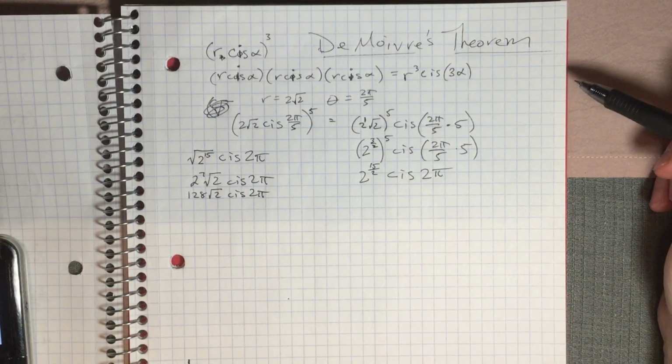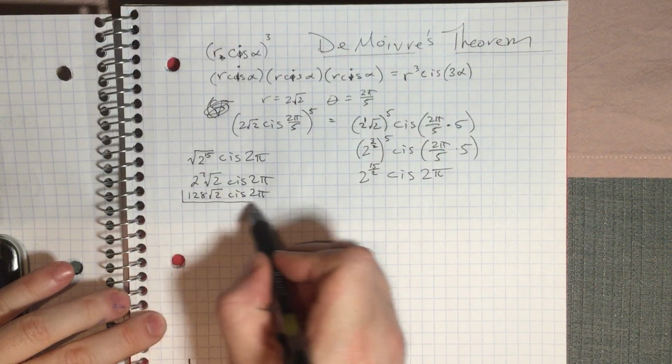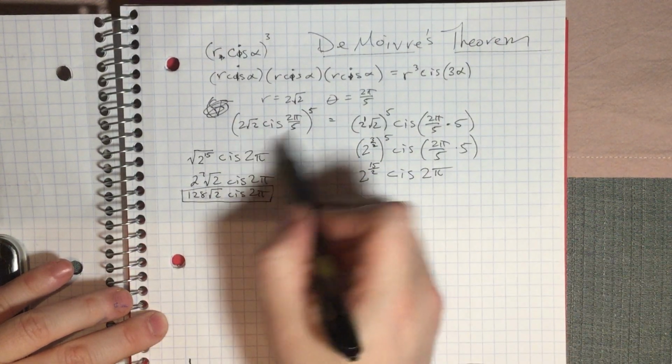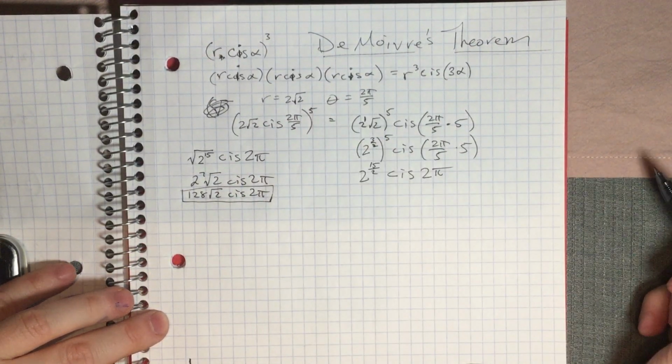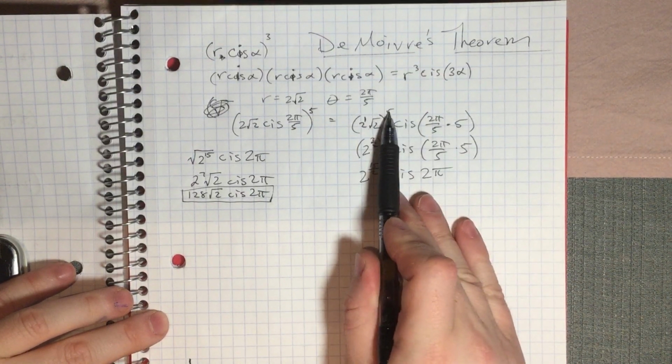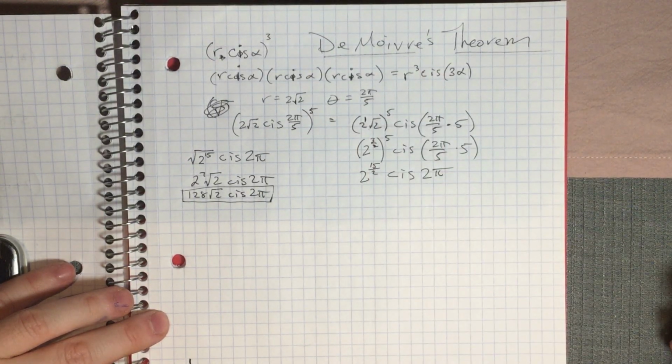I feel like I did something wrong, like that's unreasonable or something, but I guess that makes sense. Okay, that would be the polar form of the number. So we raised a complex number to the 5th power. We just raise the r to the power and we multiply the angle by the power.